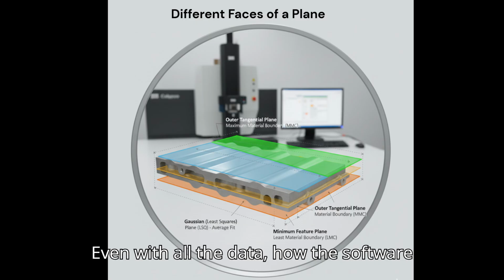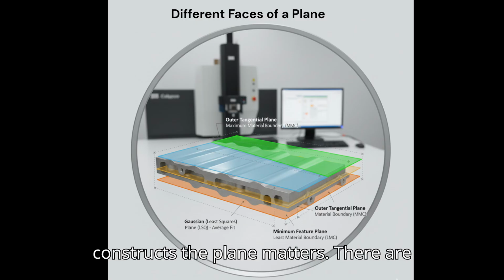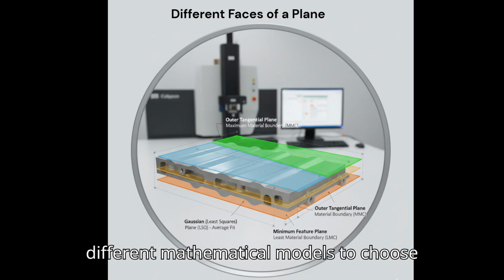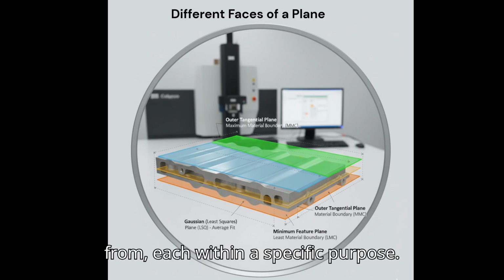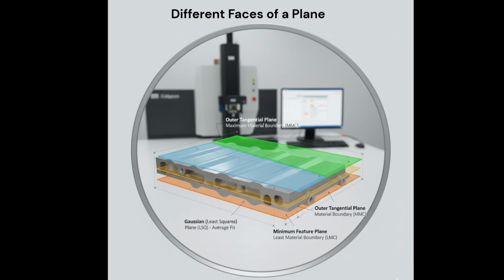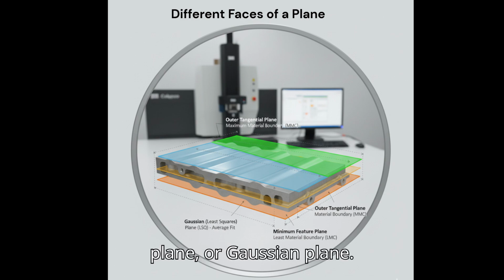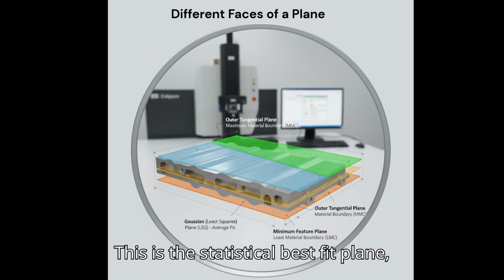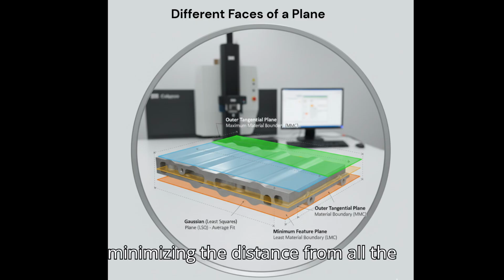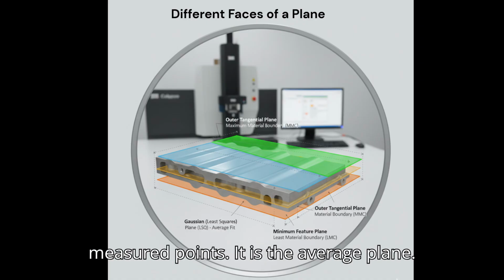Even with all the data, how the software constructs the plane matters. There are different mathematical models to choose from, each with a specific purpose. The most common is the least squares plane, or Gaussian plane. This is the statistical best fit plane, minimizing the distance from all the measured points. It is the average plane.